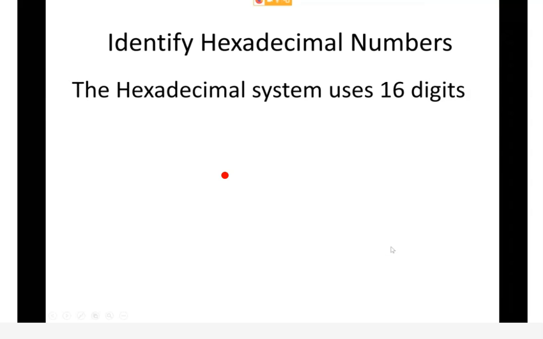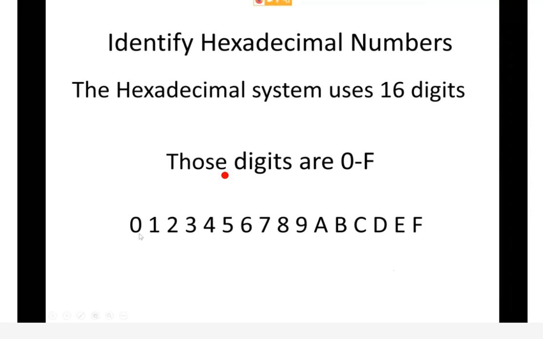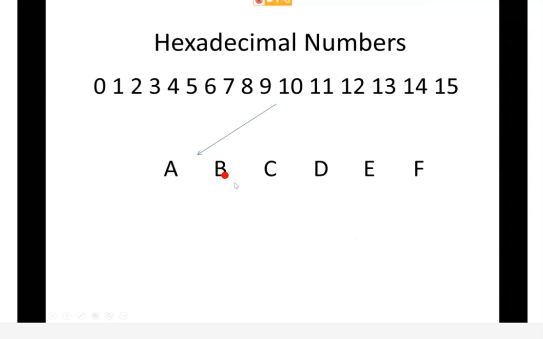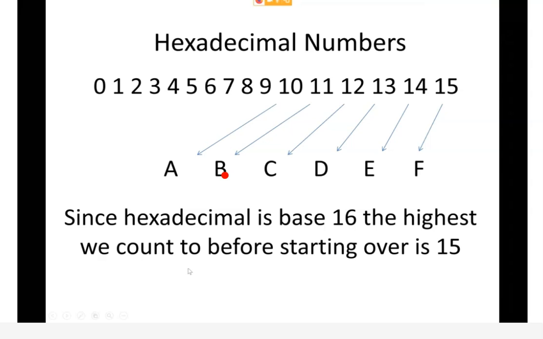The hexadecimal system uses 16 digits, and they are 0 to F. Something new, right? So if we looked at 10, basically we go to A, B, C, D, E, and F. So that's 16 places, but counting to 15. So its base or radix is 16. Decimal was 10, binary was 2. So 10 turns to an A, and so on, all the way up to 15. Since hexadecimal is base 16, the highest we count to before starting over is 15.